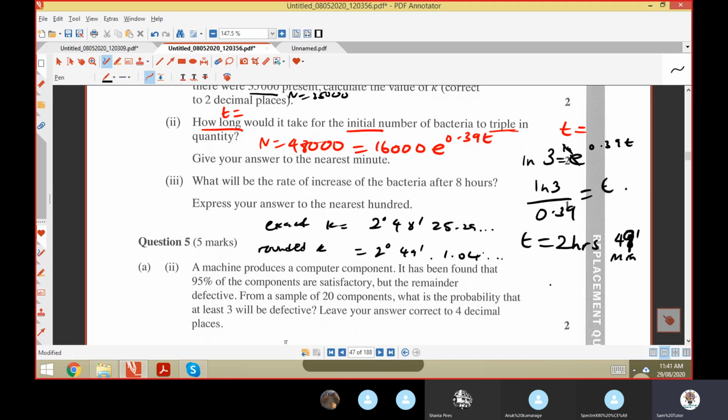Yes? Could you say during the 48th minute? During, but it doesn't say that, right? It doesn't say during which minute. If it did, that's actually another question. It might ask during which minute, and you will say during the 48th minute. You're right, that's a different question. But it just says give your answer to the nearest minute, so you will say 2 hours and 49 minutes.